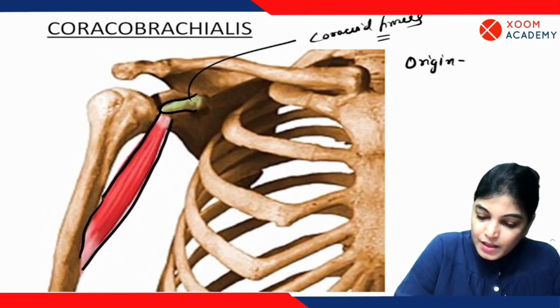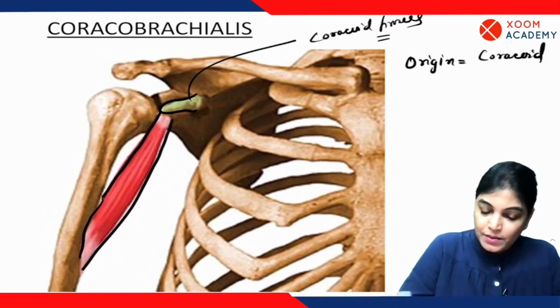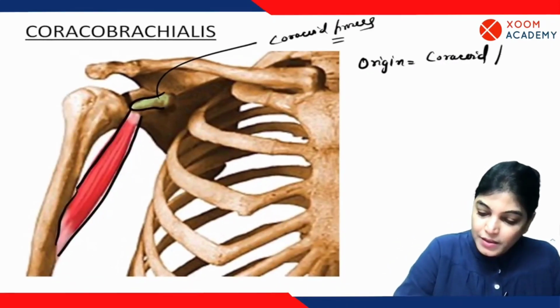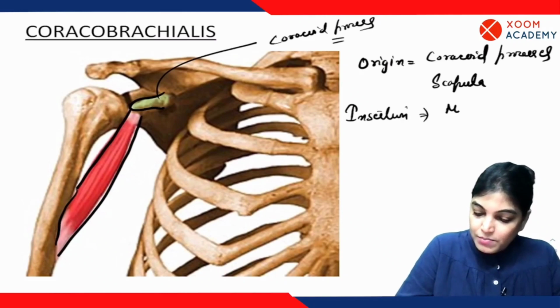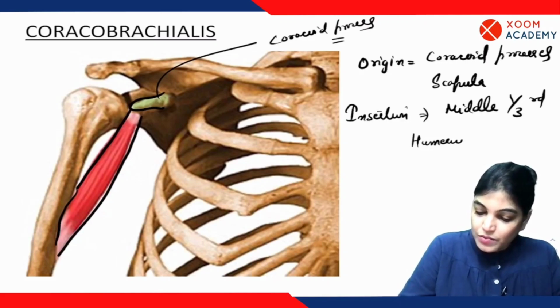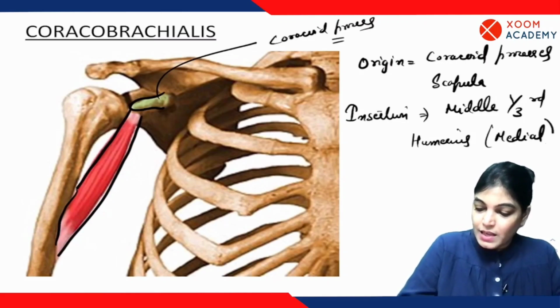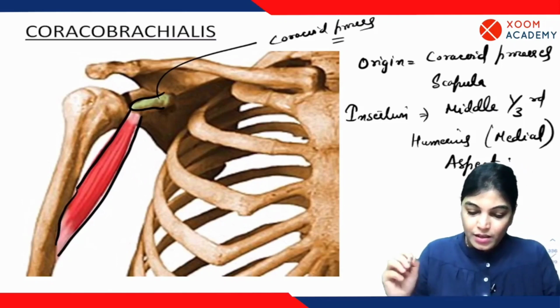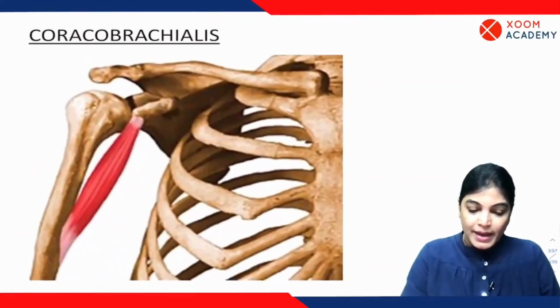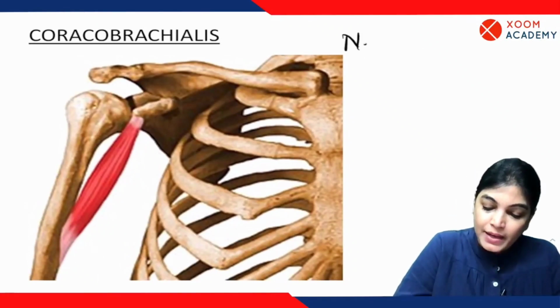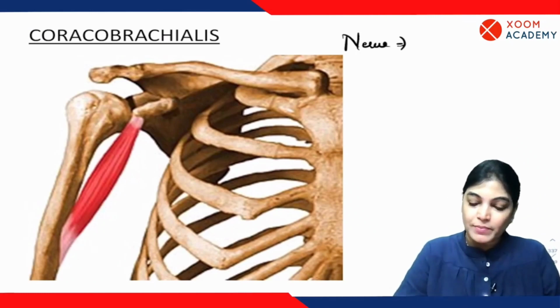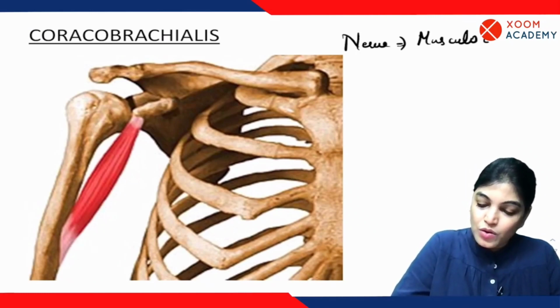Origin is from the coracoid process of scapula. Insertion is on the middle third of the humerus, medial aspect. Now coming to its nerve supply and action. As it is a muscle of the anterior aspect of the arm, the nerve supply will be the nerve of the anterior compartment of the arm. Which nerve is this? This is the musculocutaneous nerve.